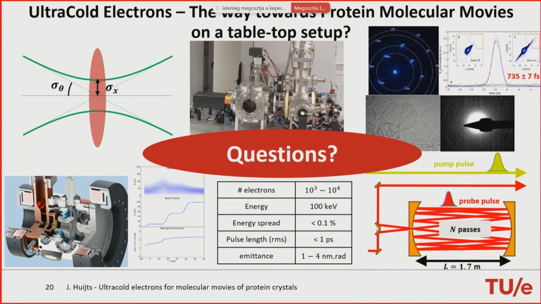How is it with radiation damage? You showed the pulses are a few hundred femtoseconds, but you need multiple shots. So what about radiation damage in the sample? Do you have any idea if that would accumulate?